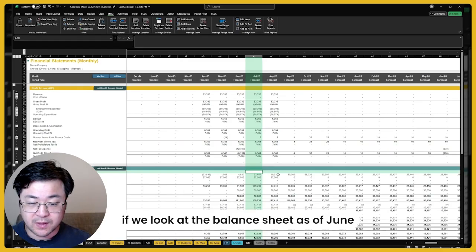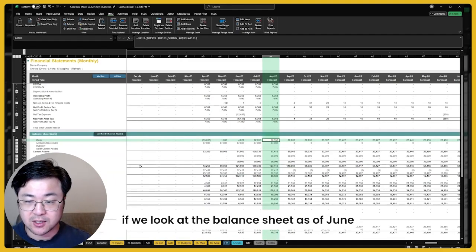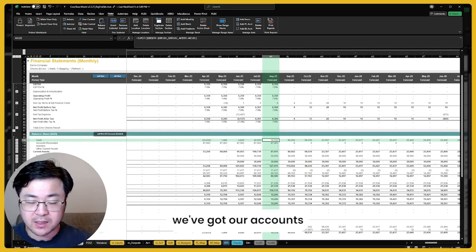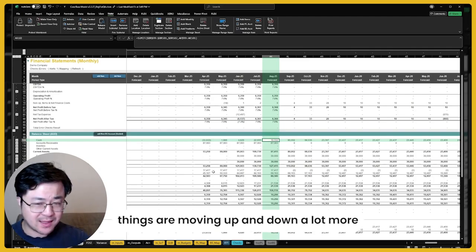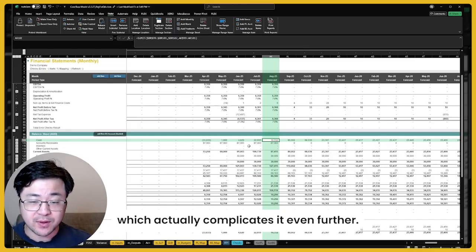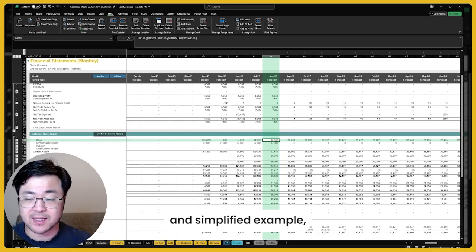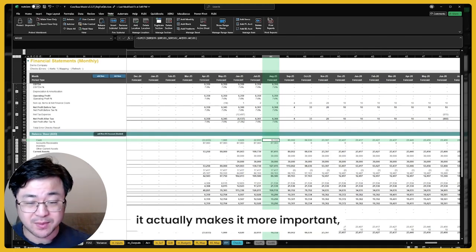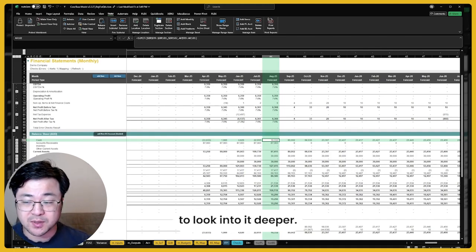And so yeah, if we look at the balance sheet as at June, just to dissect this a little bit, we've got our accounts payable, accounts receivables, these are all flatlined. Now in reality, things are moving up and down a lot more, which actually complicates it even further. This is a very stylized and simplified example, but with further complication, it actually makes it more important to look into it deeper.